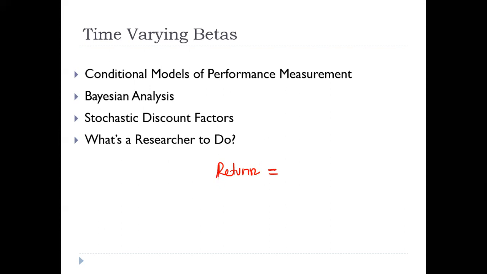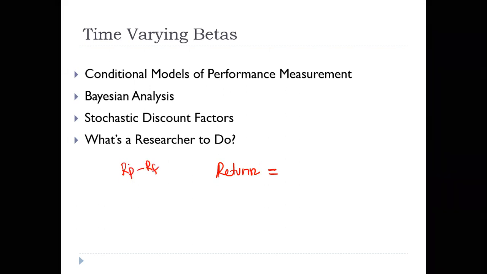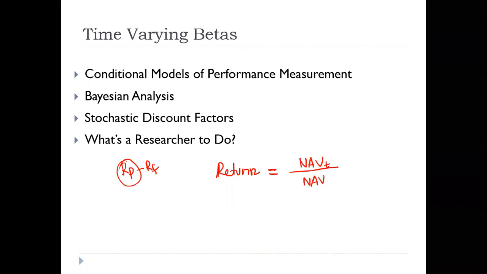How can we get a return approximation of a fund, mutual fund? I mean the return what I wrote here. This one. Are you familiar with this kind of simple approximation? Yes, sir.